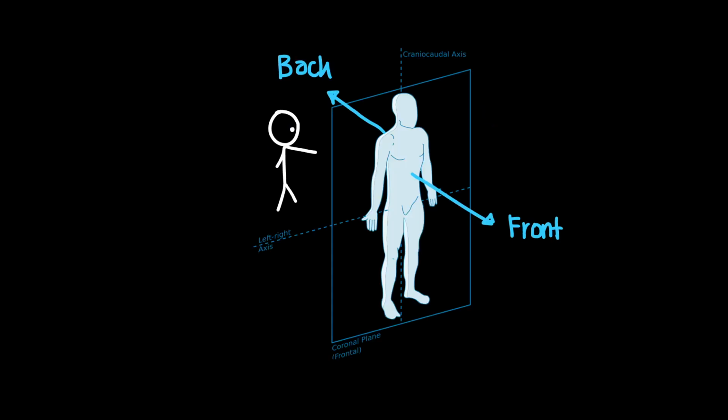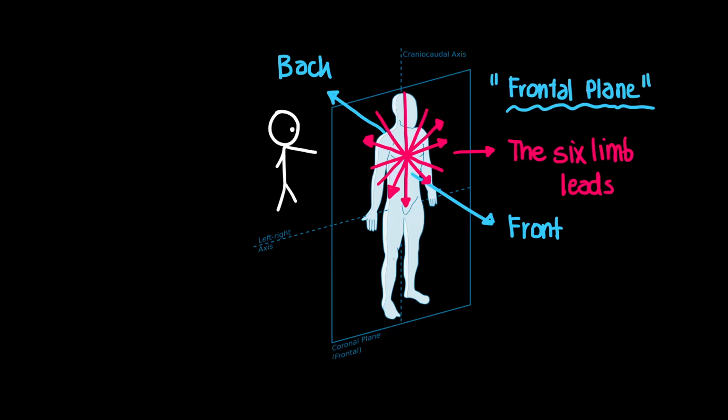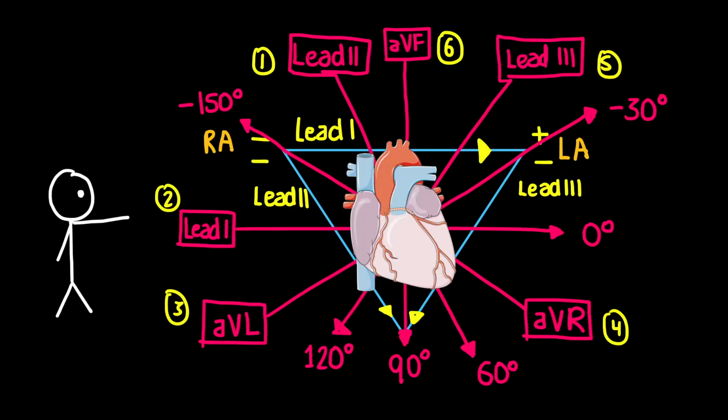The frontal plane is the flat surface that divides the body into front and back. Imagine a sheet of glass passing through your body from head to toe. Everything on that surface, left, right, up, and down, that's the frontal plane. And all 6 limb leads live here. They watch the heart's electricity moving left, right, up, and down within that flat surface.